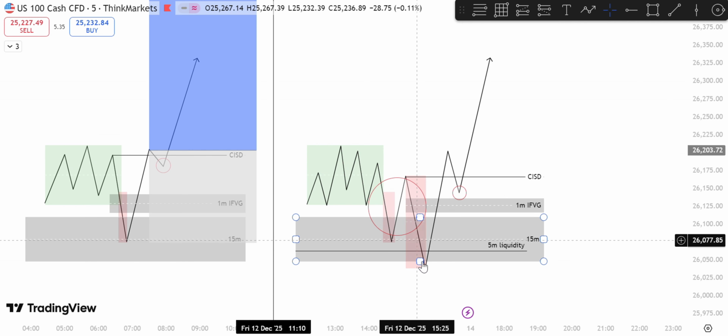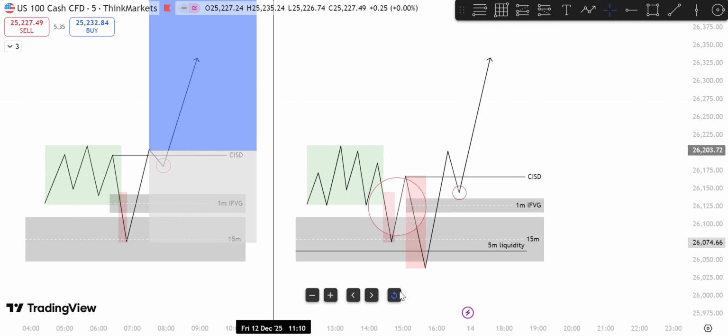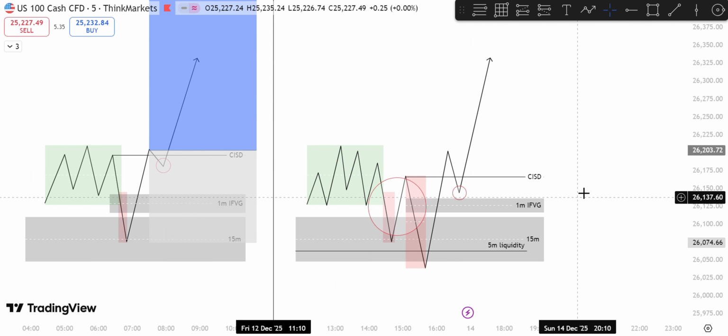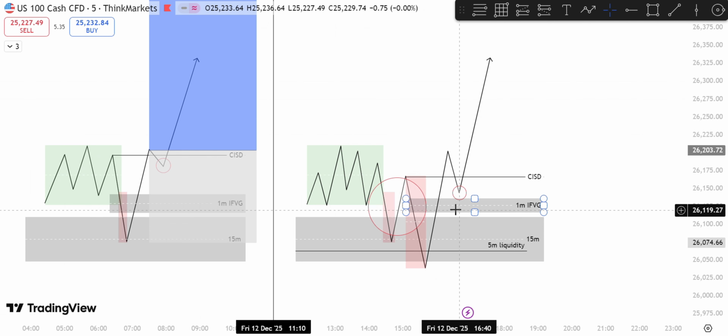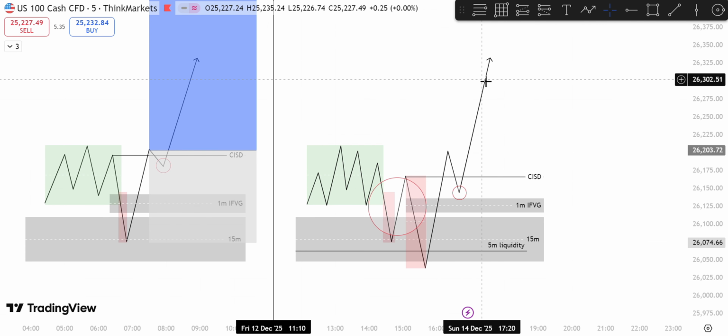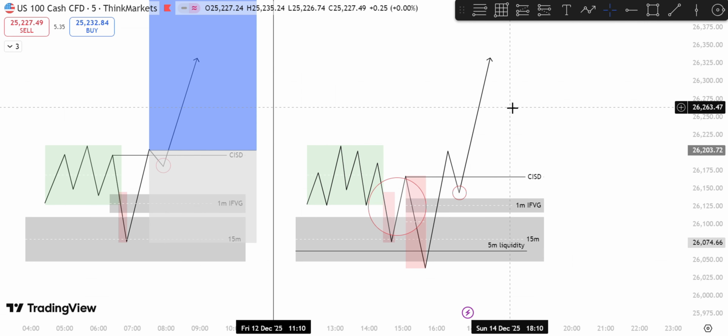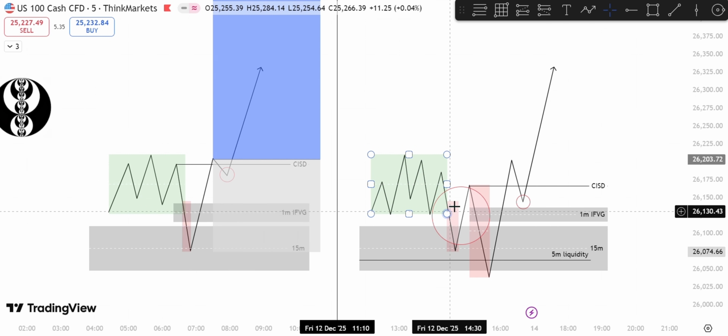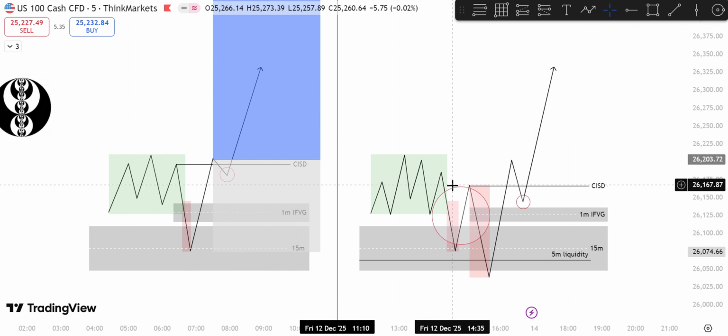You want to wait for that to get swept, and then you've got the same entry model, which is the 1-minute inversion and change in state of delivery, tapped, and right up to the highs or the lows. It's that simple. You don't need to overcomplicate it. And this part is where most traders actually lose money.